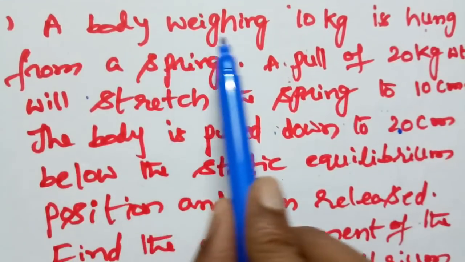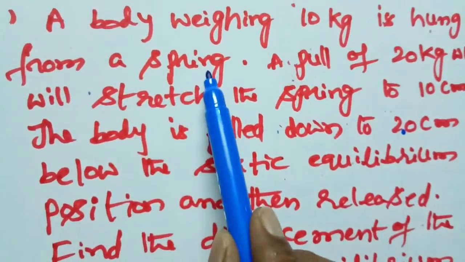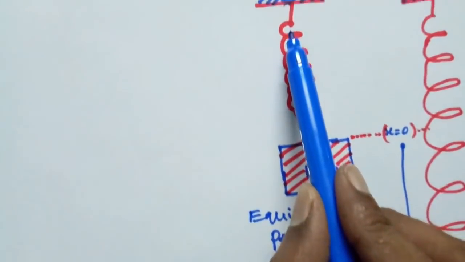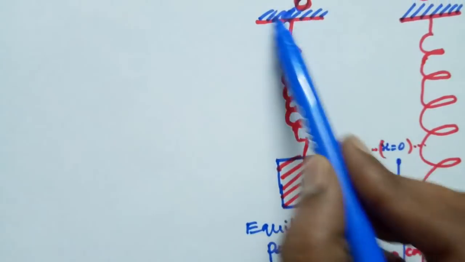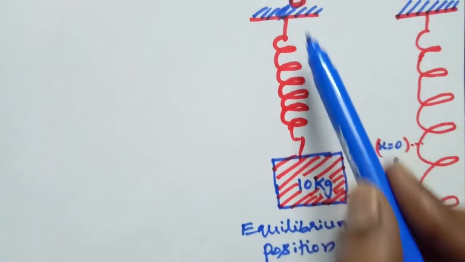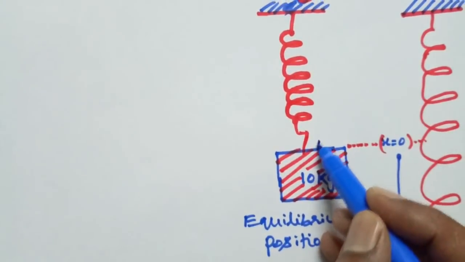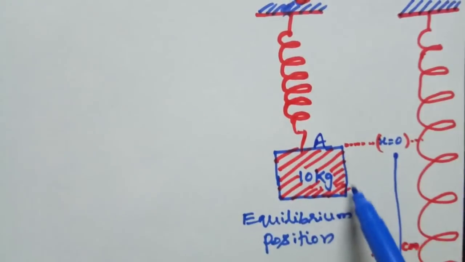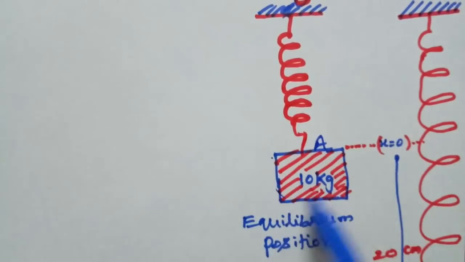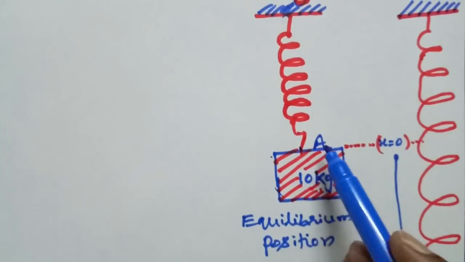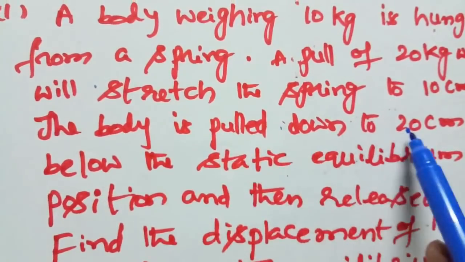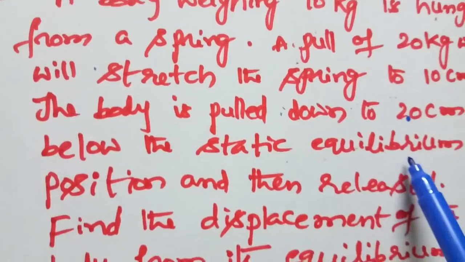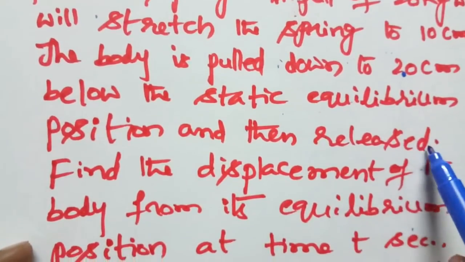In the given problem, a body weighing 10 kg is hung from a spring. So here the spring is fixed at a point O and the lower end is A. Here we attached a body with weight 10 kg at the lower end of the spring. Again, given that the body is pulled down to 20 centimeters below the static equilibrium position and then released.